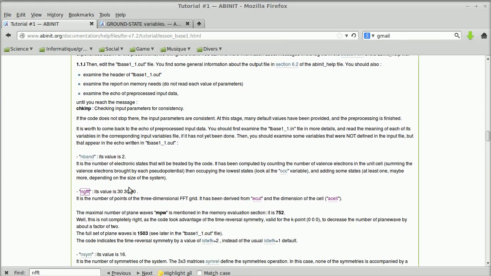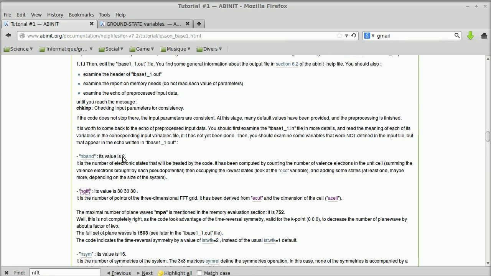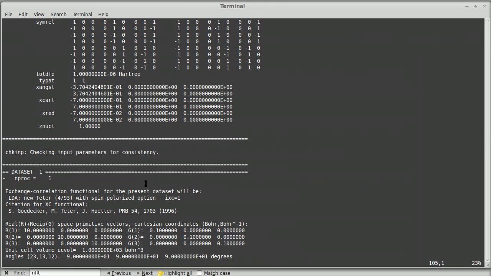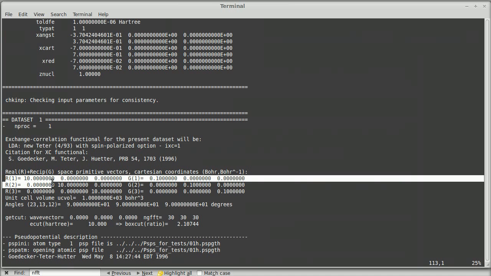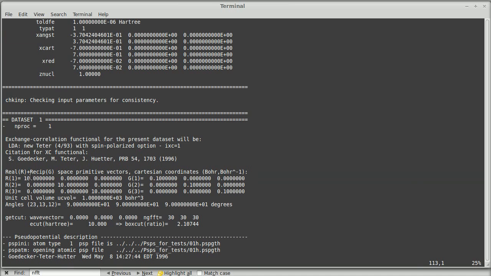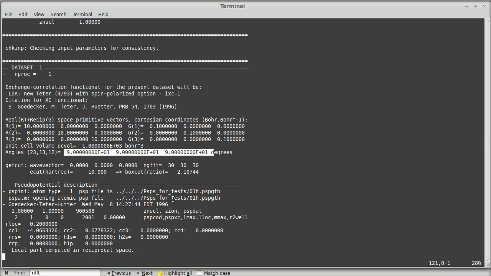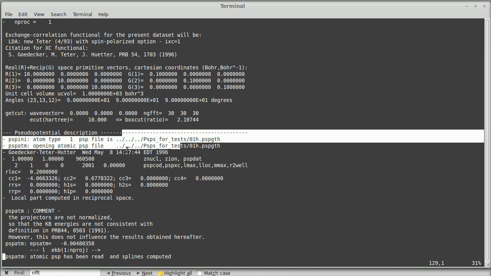So when you look into the output, it will give you a lot of information, and we can go through it. So this is the real space vector. So 10, 0, 0 is the first vector, 0, 10, 0, 0, 0, 10, and then you have the reciprocal one, which is this vector. And then you have the unit cell volume, you have the angles between your three vectors that are also computed. It will report the pseudopotential, and it's a Goedecker-Teter-Hutter pseudopotential.